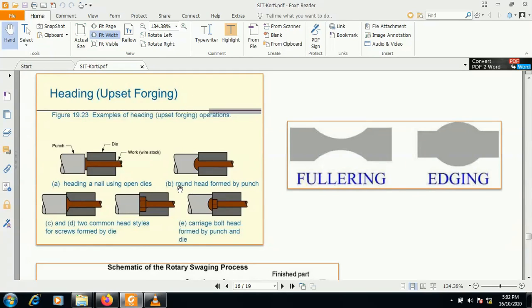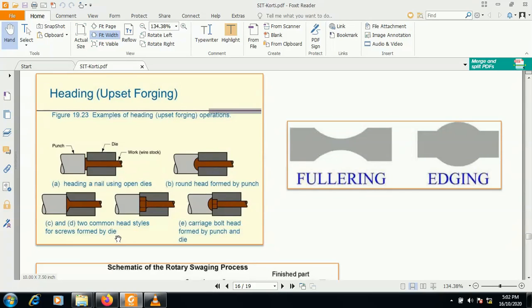In the second case, a round head is formed by using a punch. Now in this first case, the punch is flat, and here a semicircular die cavity you have to machine to this punch, so that by the application of the force by the punch on this head, it will get deformed, and you will get a round head on this nail.